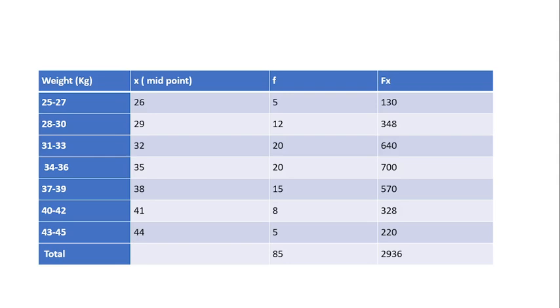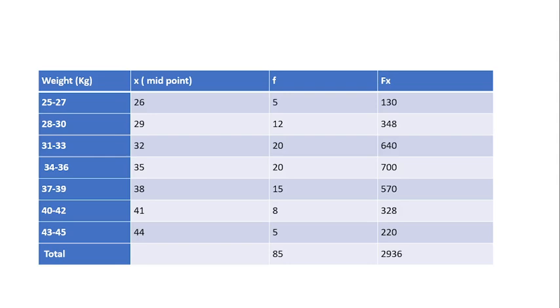So to do that, you have to take the midpoint of those weights. The midpoint between 25 and 27 is 26. How do you get it? You take 25 plus 27, it will give you 52. And then when you divide 52 by 2, it will give you 26. That is how we got that midpoint as 26.